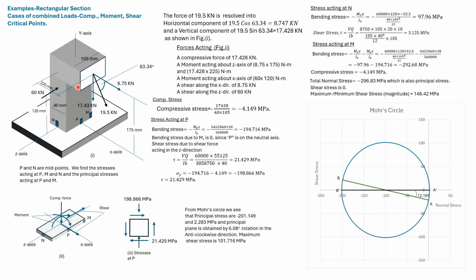Structure of a rectangular section to which these two loads are applied. We'll find out the stresses acting at the points P, M, and N at the bottom. We'll also find out the principal stresses acting at P, M, as well as the maximum and minimum shear stresses.